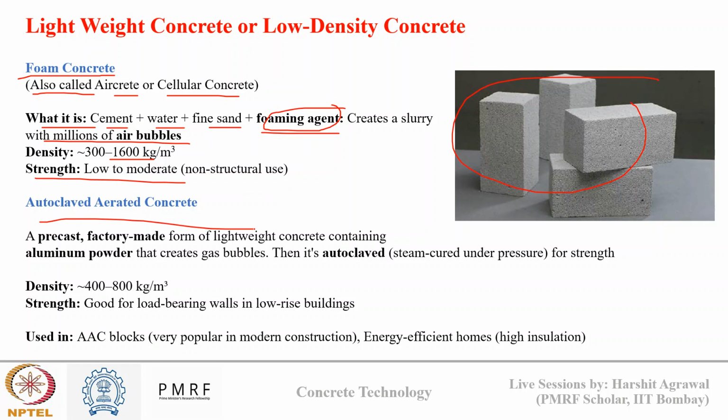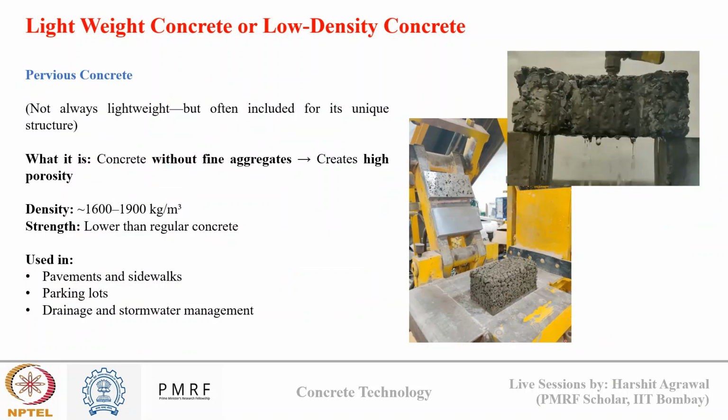Then there is autoclaved aerated concrete also. These are precast factory-made concretes which are lightweight in nature. They are made using aluminum powder, which creates gas bubbles, and there is an autoclave for getting strength. They have very low density, from 400 to 800 kg per meter cube, but they are good for load bearing walls in low rise buildings, where the strength demand is not much. They are popularly used in making AAC blocks. You might have heard about AAC blocks a lot, and they are also used for making energy efficient homes with high insulation because of their low thermal conductivity.